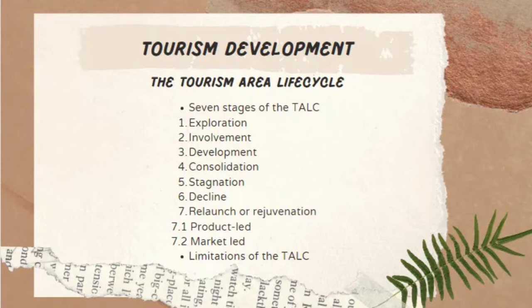So basically, in involvement stage, they provided the facilities, and the government or the public agencies start to involve themselves in marketing the place when they see that there are many tourists coming in the area. So after exploring or discovering and the involvement, of course, here comes the development stage.